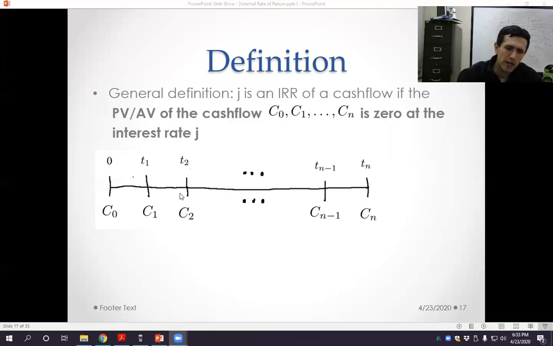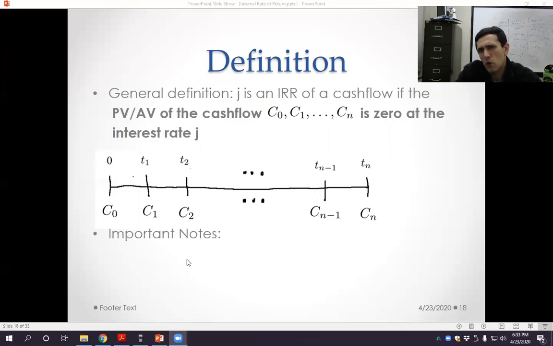I don't think the BA II Plus can, but the BA II Plus can do net present value calculations for cash flows that are not regularly spaced. And we'll do a problem like that actually in the next video.